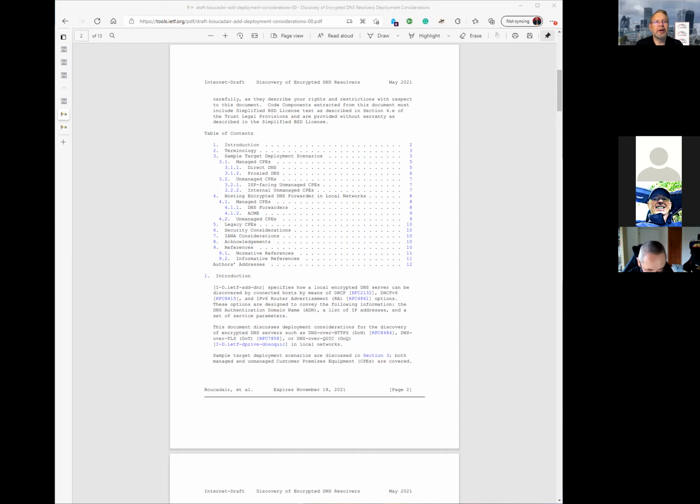I don't think either of the chairs have commented on that yet, but that might remove some objections to the document if there's agreement that it doesn't necessarily need to be published as an RFC.